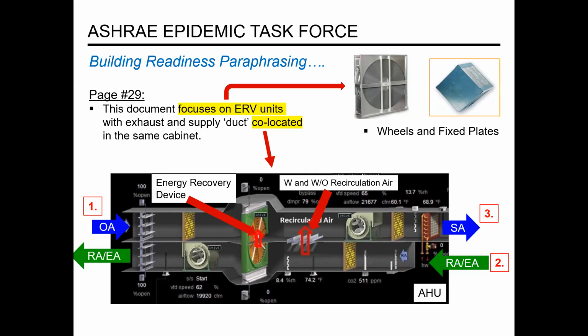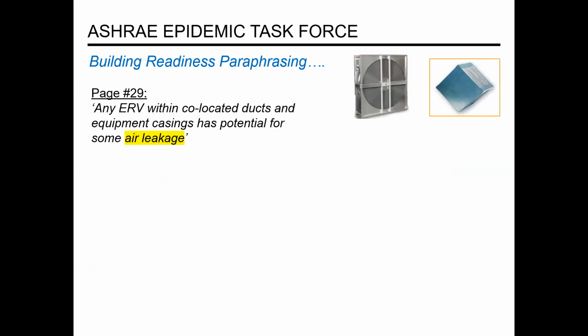In the documents, they talk about two different types of units: one with recirculation and another without recirculation. And then just three other components I'd like to point out, that I'll talk about in more depth, are filters as well as a bypass damper around the energy recovery device, which is typically used or required by code for economizer operation. Back to building readiness guide page 29.